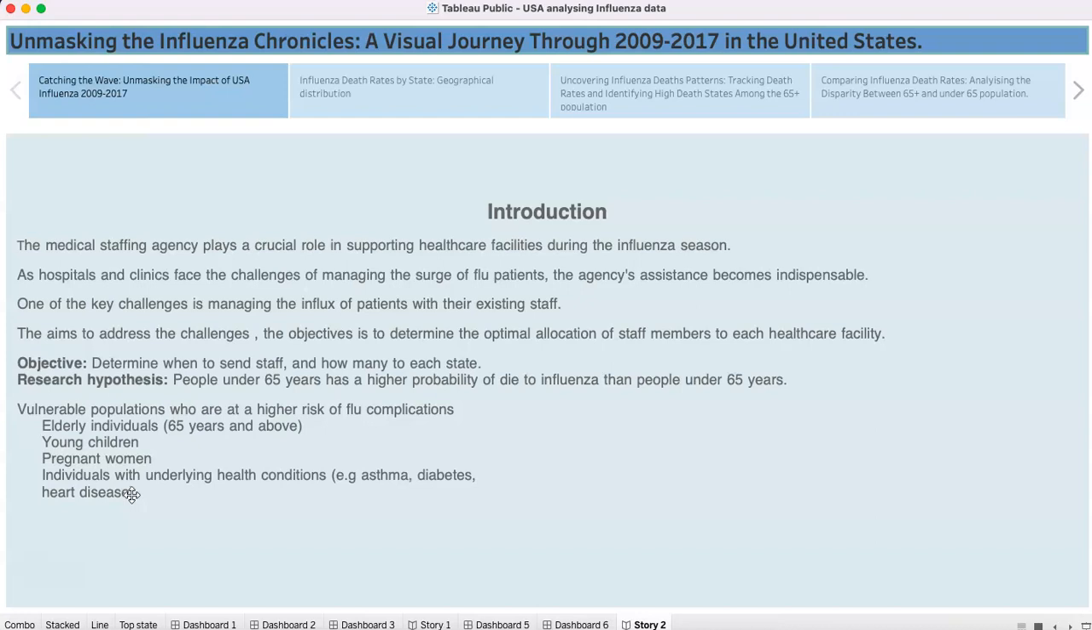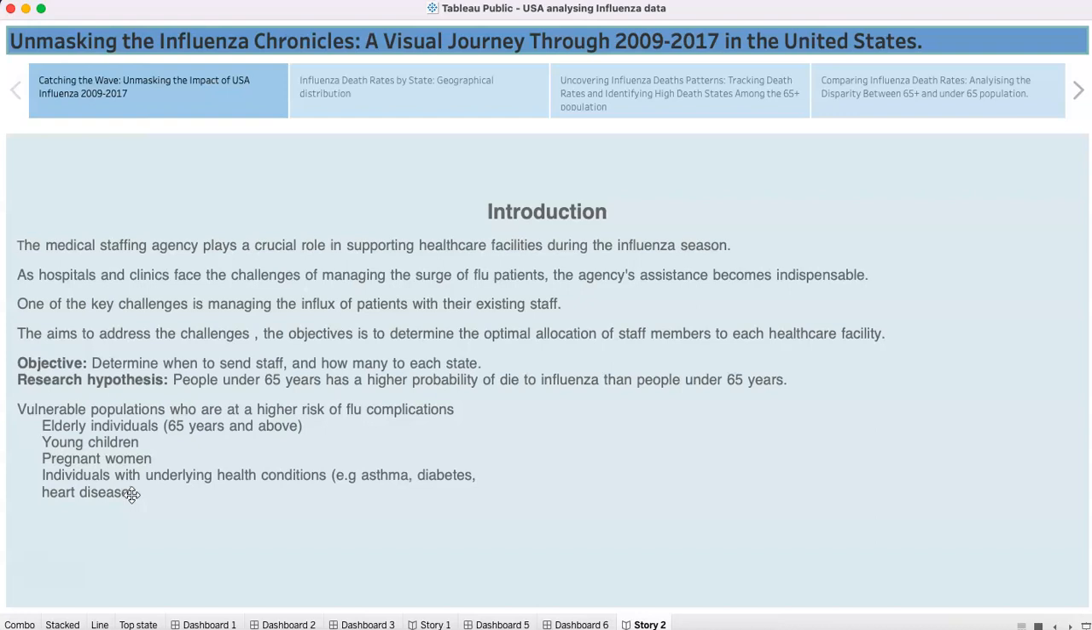I understand the challenges faced by healthcare facilities in managing the surge of flu patients with their existing staff. During the influenza season, hospitals and clinics often face overwhelming numbers of flu patients, which strain their existing staff resources. The timely and effective care of patients becomes a significant challenge due to the increased workload and limited staff availability.